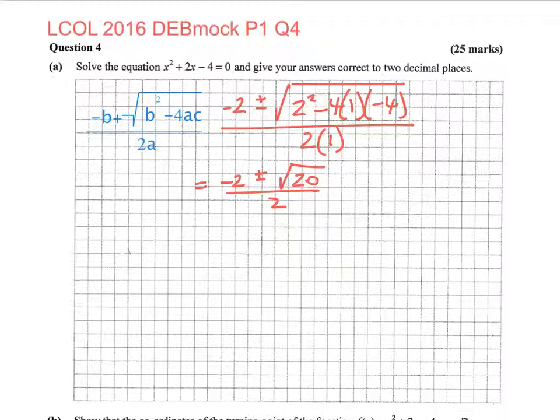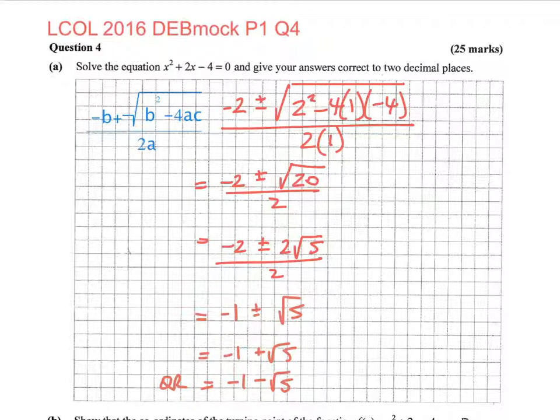We get minus 2 plus or minus the square root of 20, all divided by 2, and that root 20 can be tidied up a bit more. And it should be clear that divide by 2 can be acted upon both parts on the numerator, and we get minus 1 plus root 5, and we get minus 1 minus root 5. And because it asks for 2 decimal places, 1.24 and minus 3.24 are the two solutions correct to 2 decimal places.